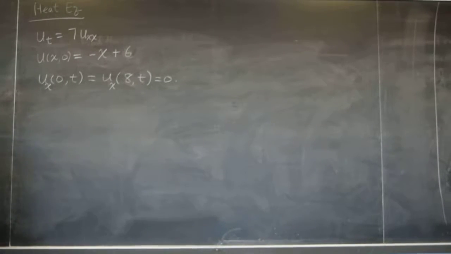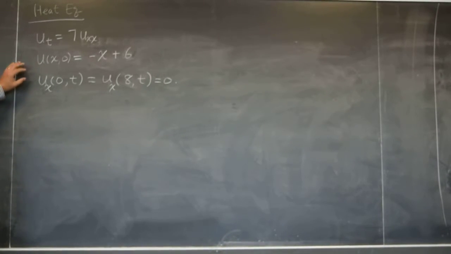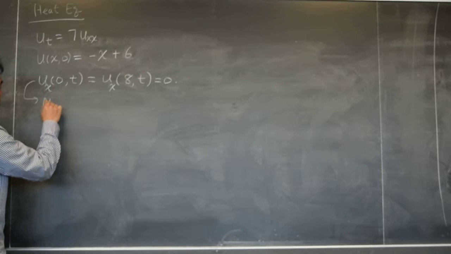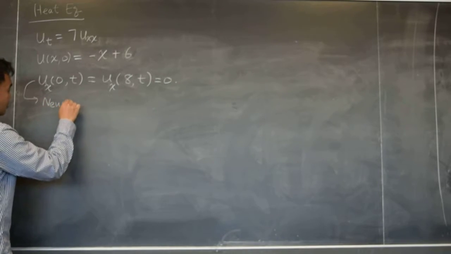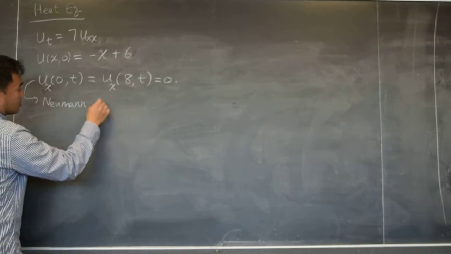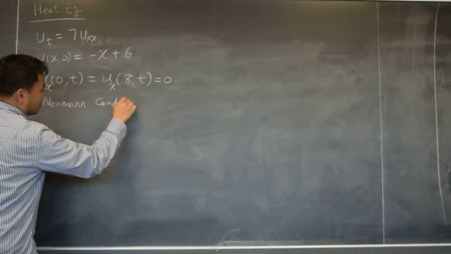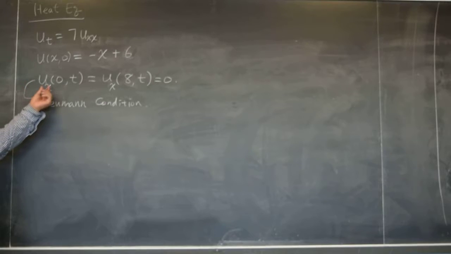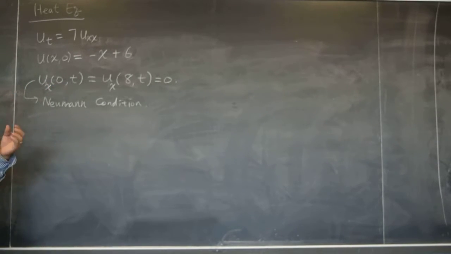Okay, this time our heat equation has something called a Neumann condition. This one's called a Neumann condition. And you call it a Neumann condition because it has a condition about its derivative, not the value.